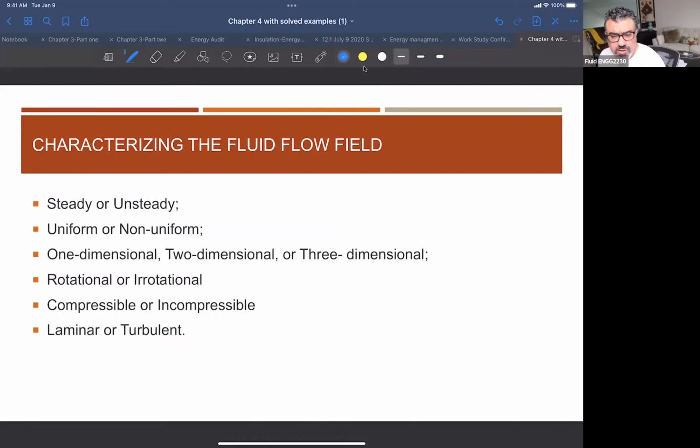So first, if you remember, what is steady? I explicitly said that in one of the lectures, I guess. We spent time talking about this. What does steady mean?